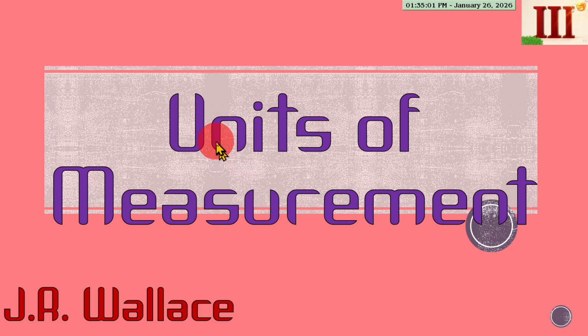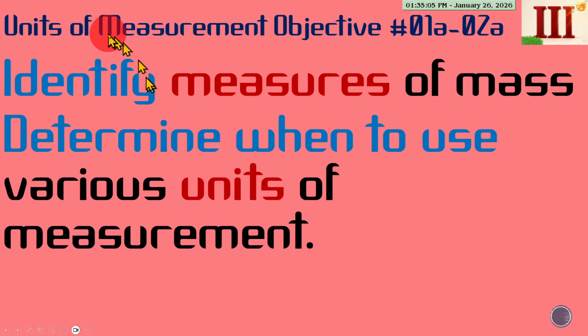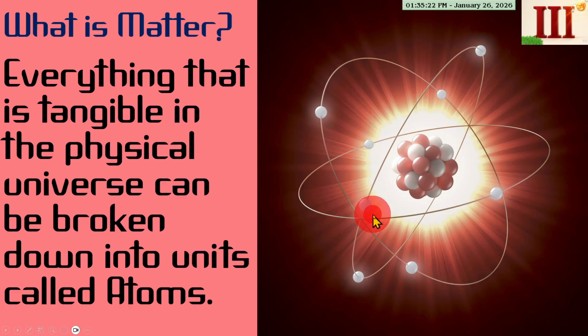So this topic is called units of measurement. This is objective 1A and 2A. That's because we'll be looking at four different things we want to measure. And the first one is going to be mass. We're going to identify the measures and determine when to use these units.